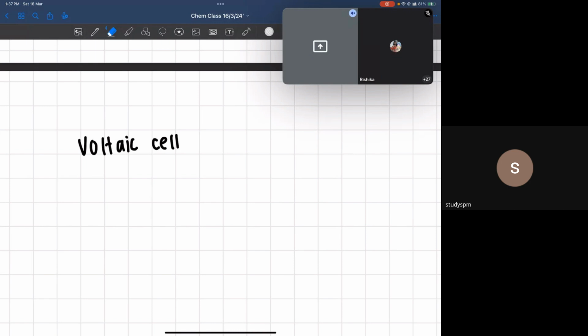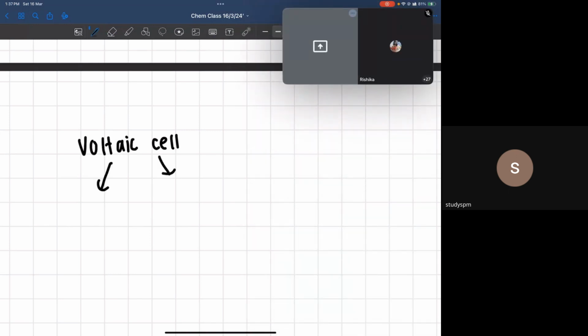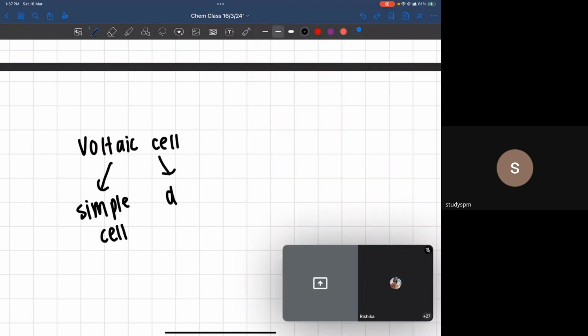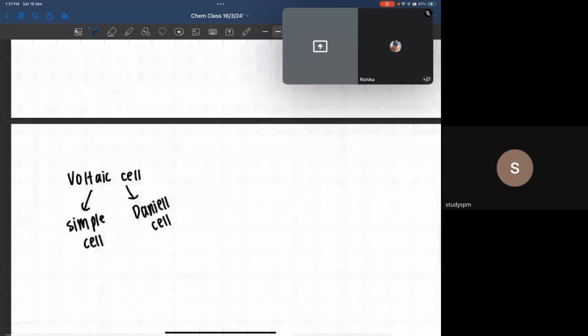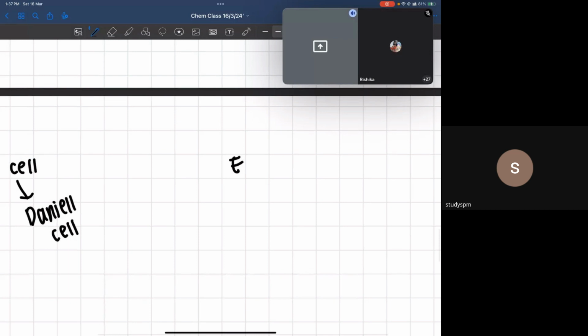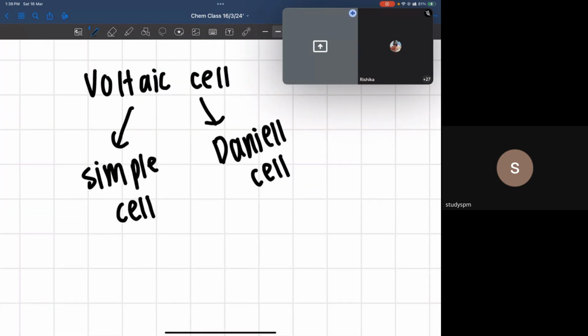Voltaic cell, the first thing that you learn is that we have two types. One is the simple cell, literally simple, and the other is the Daniell cell. And then for the electrolytic cell, this one you will learn a lot, and if you go to A levels also a lot. But in SPM we just focus on one thing only. For the Voltaic cell, we have the simple cell and the Daniell cell, right?